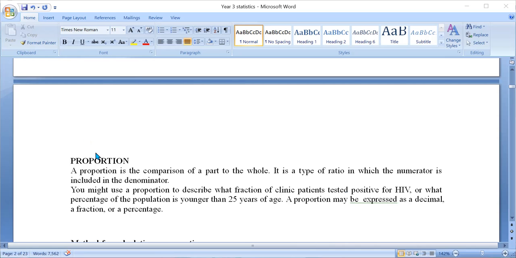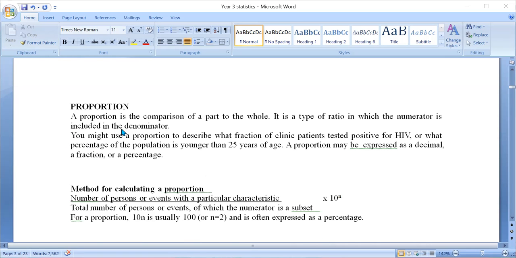So now let's move down to proportion. A proportion is the composition of a part to the whole. What this means actually, let's say there are 100 persons in your year 3. Out of that 100%, 20 came down with malaria. So that is a proportion of the whole. Okay, so that's what proportion is all about. So bear it in mind that the numerator is part of the what? The denominator, in which the numerator is included in the denominator.